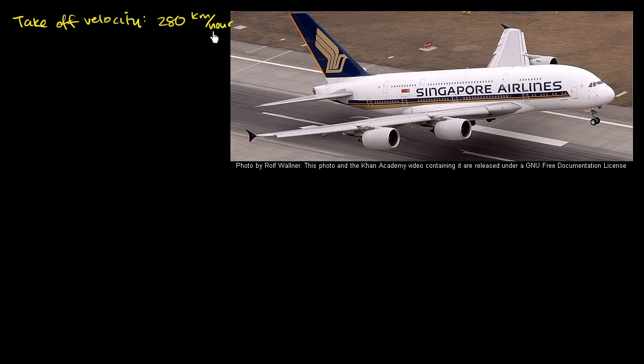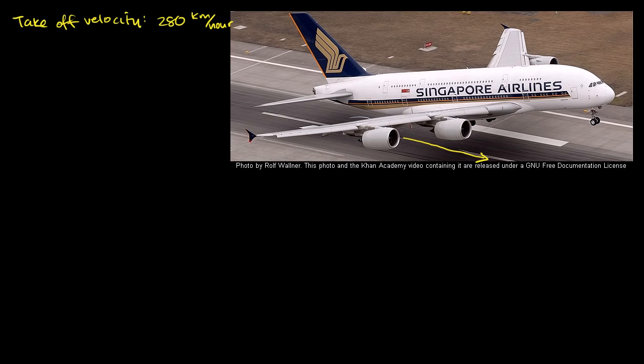And to make this a velocity, we have to specify a direction as well, not just a magnitude. So the direction is in the direction of the runway. So that would be the positive direction right over there. So when we're talking about acceleration or velocity in this, we're going to assume it's in the direction of going down the runway.